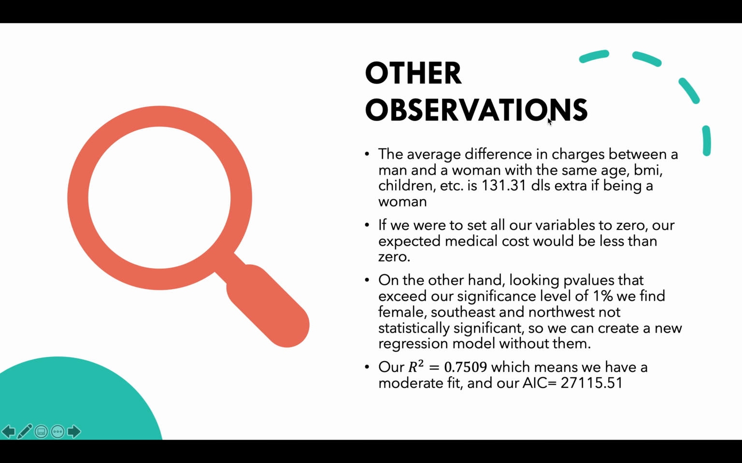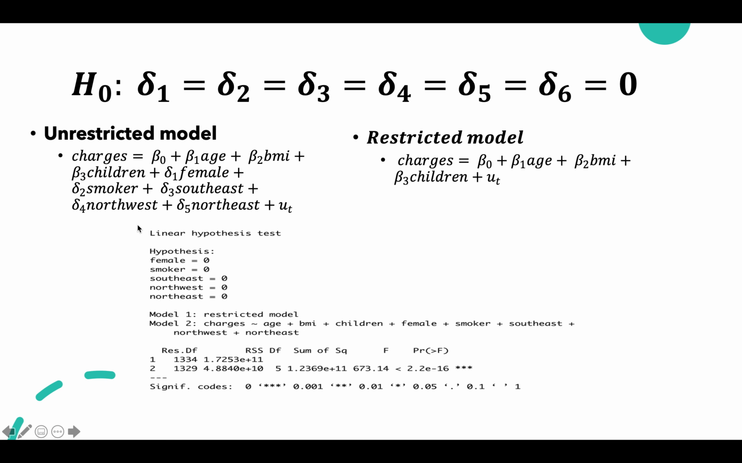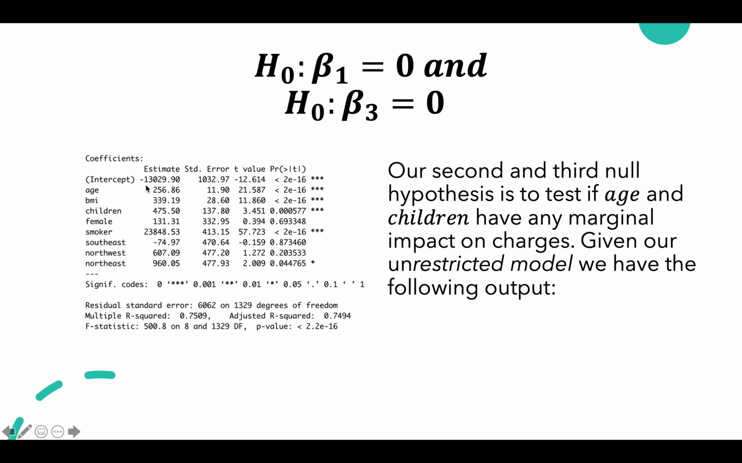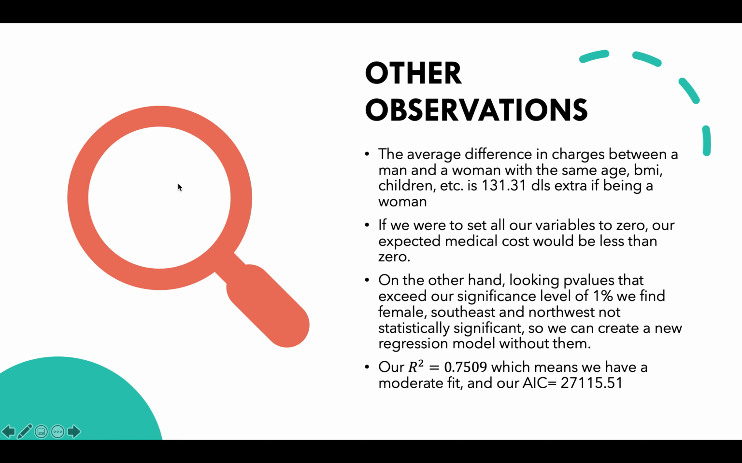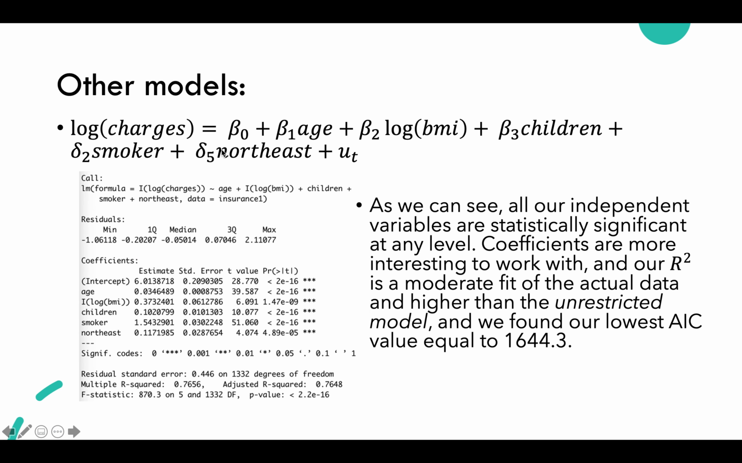We have here a few other observations. For example, if we were to set all of our variables to 0, our expected medical cost would be less than 0. As we can see here, our coefficients are negative. Our R squared is this one, which means we have a moderate fit, and our condition number is really, really high. We're going to see this other model, which has a logarithm on charges.